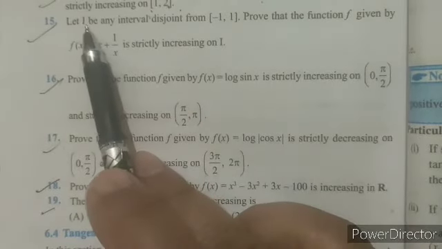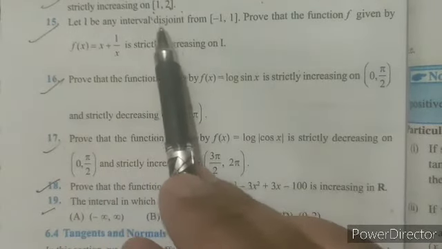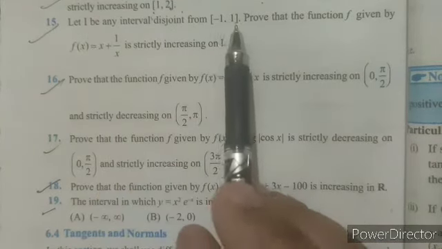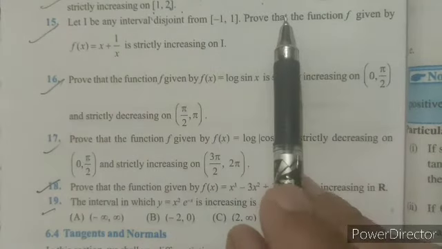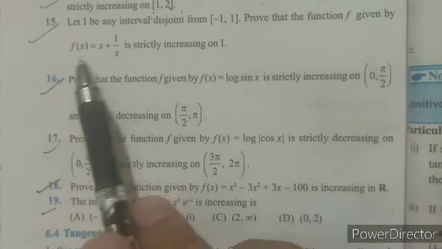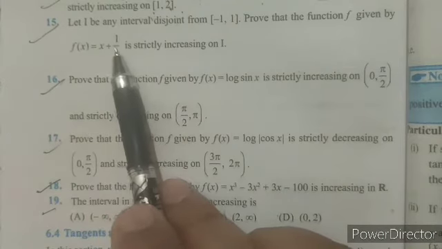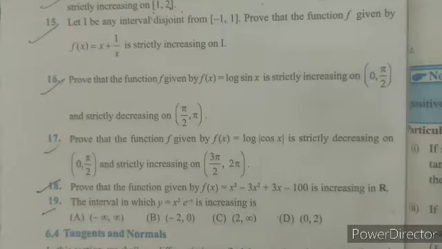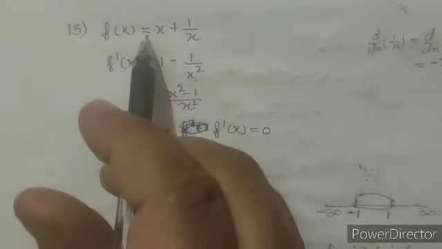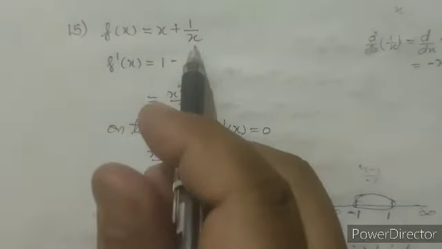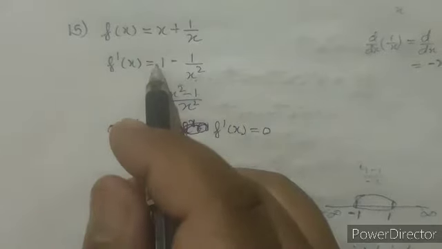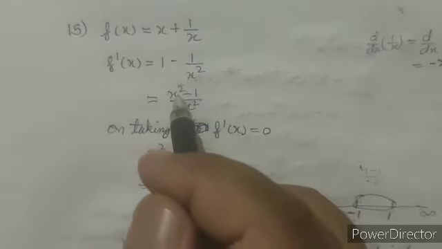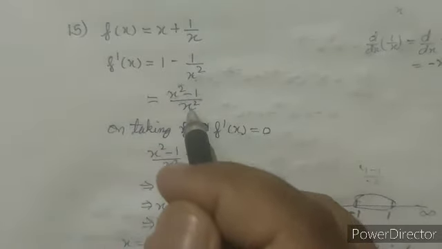Now in 15th question, let I be any interval disjoint from minus 1 to 1. This I is disjoint from minus 1 to 1. We have to prove that the function f given by f(x) equal to x plus 1 upon x is strictly increasing on I. Now f(x) is equal to x plus 1 upon x. That means f dash x will be equal to 1 minus 1 upon x square, or that will be equal to x square minus 1 upon x square.